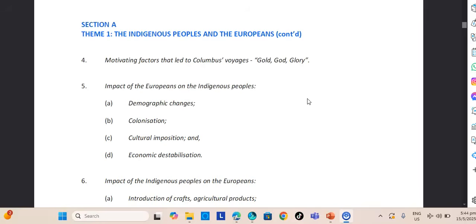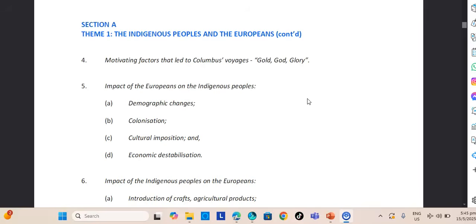Developments in navigation, cartography, and shipbuilding made long ocean voyages more feasible. The use of the compass and improved maps increased confidence in undertaking oceanic exploration. Columbus was personally ambitious. He sought titles, he wanted wealth and noble status. He convinced the Spanish monarchs to fund his voyage by promising riches and new territories. There was also growing curiosity about the world beyond Europe during the age of exploration.